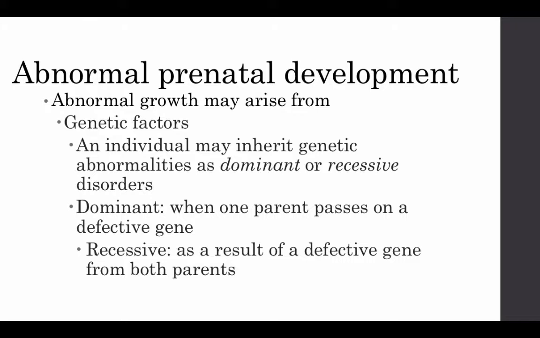If the abnormality is from a dominant gene, only one parent needs to pass the gene in order for the child to have the abnormal development. In the case of the abnormality being caused by a recessive gene, both parents must pass the gene that causes the abnormality.